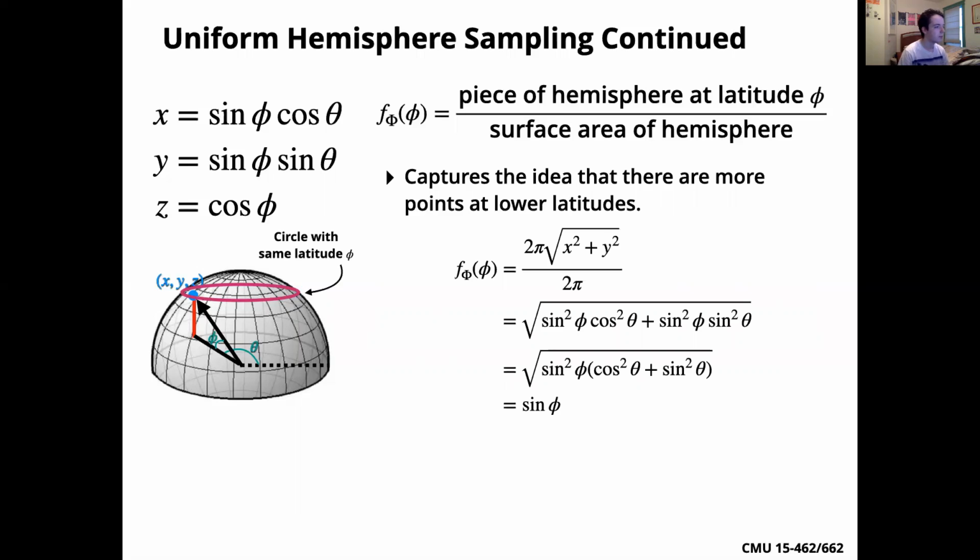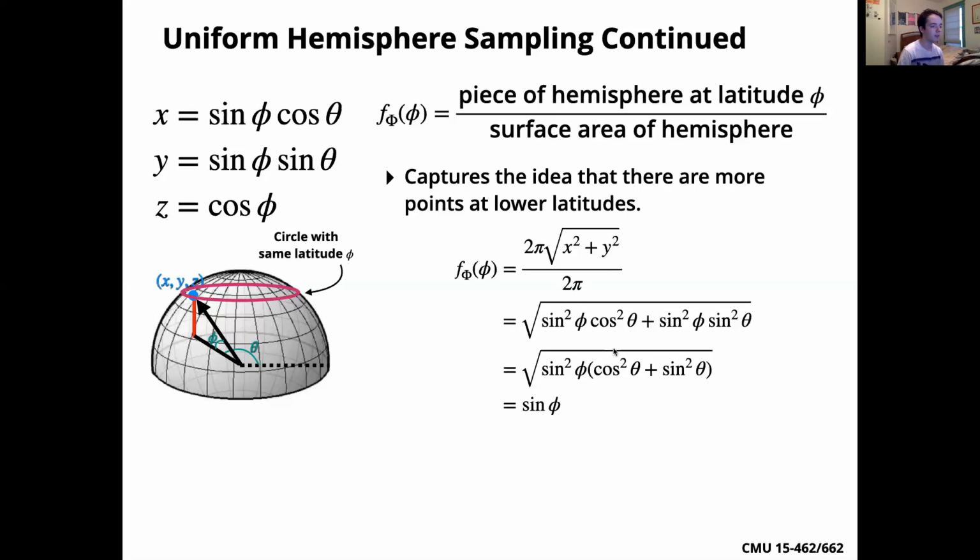Okay, so we can actually write this out. So what is the piece of the hemisphere at latitude phi? Well, given some phi, we can just write out the size of this circle based on the x and y coordinates. So 2 pi r is the circumference of a circle. So the radius in this case is the square root of x squared plus y squared, times 2 pi to get the circumference, over the surface area of the hemisphere, which is 2 pi. It's just a fact. So those go away.